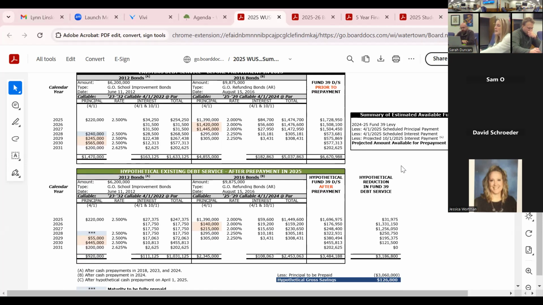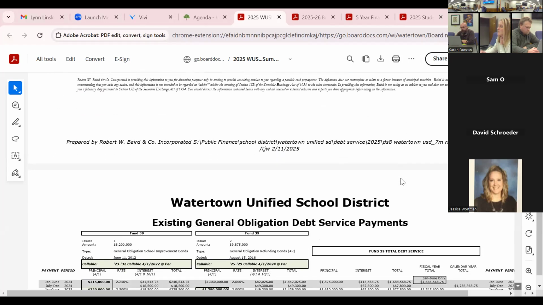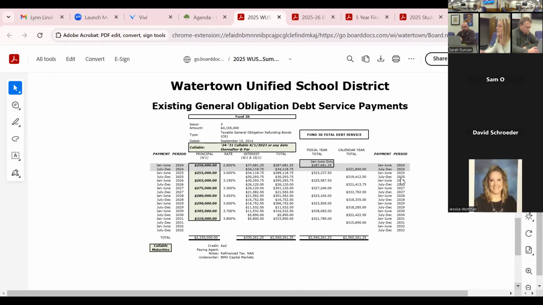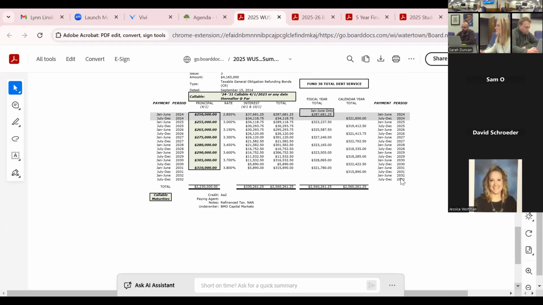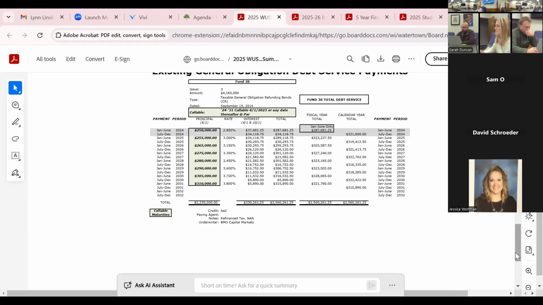But the other thing I want to point out is how the debt is getting very, very low. We are coming to the end of our Fund 39 debt payments altogether. And then the very last page shows Fund 38 debt. That is debt that did not need a referendum to be passed. And it looks like that was in 2014. That's very, very limited now.